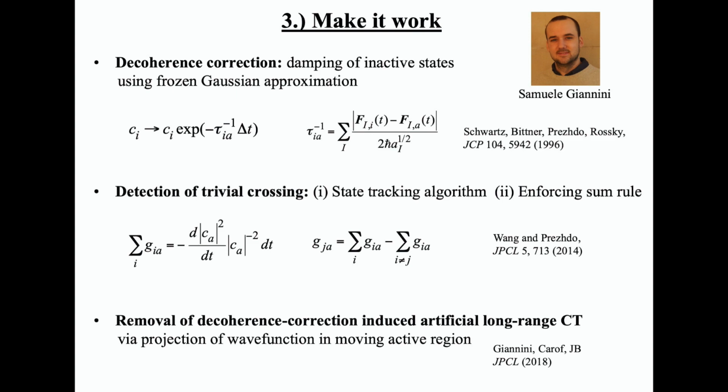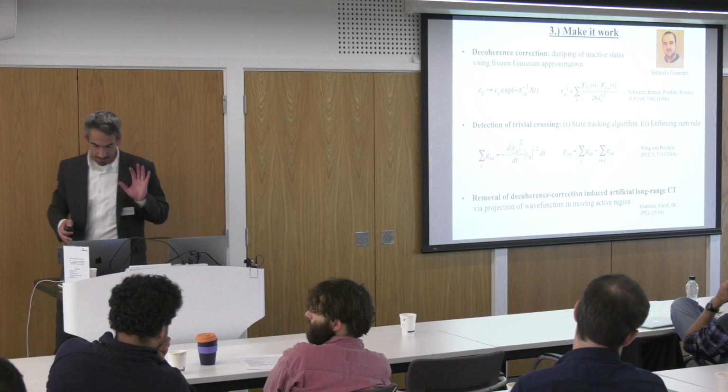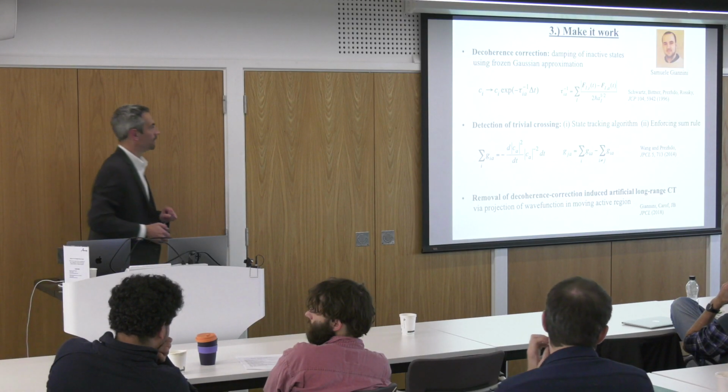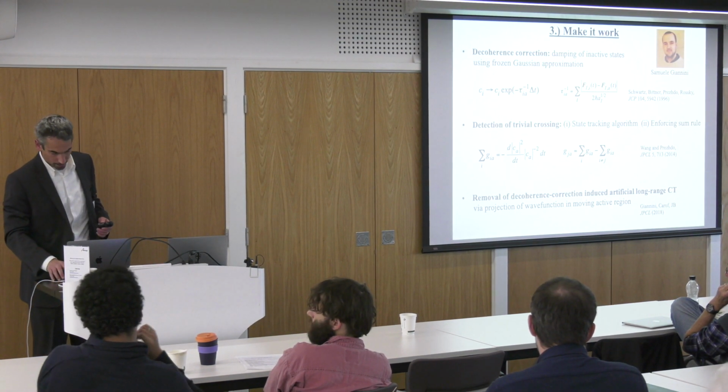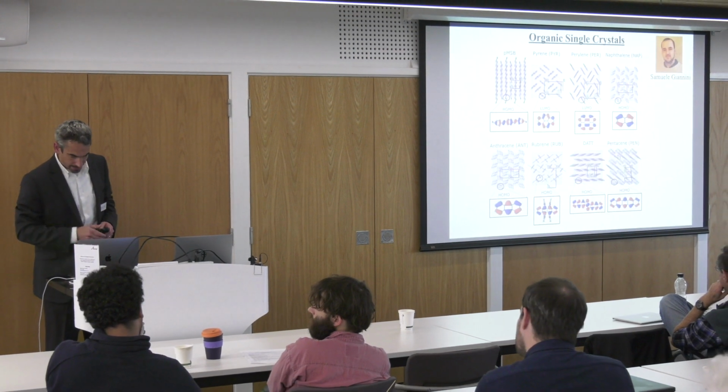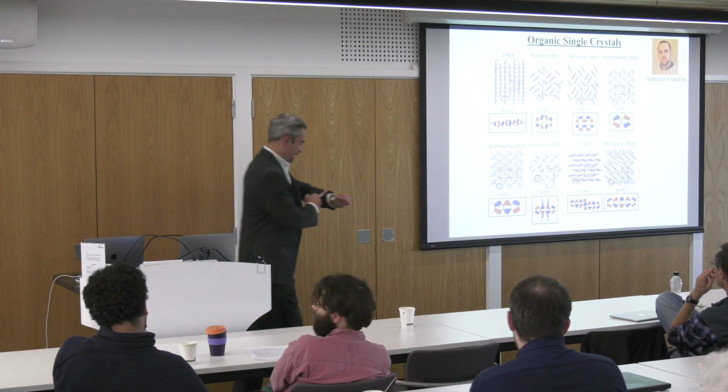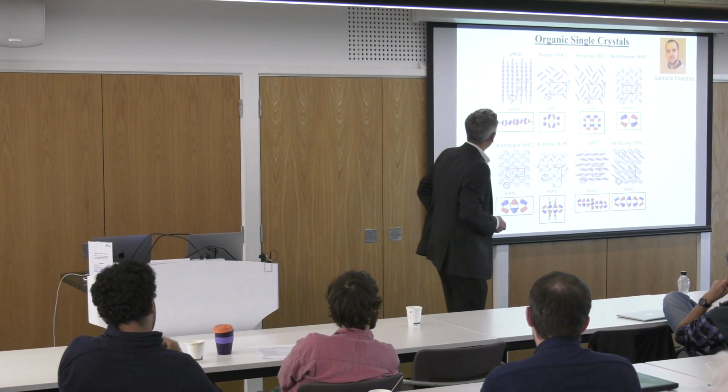We saw when you do these things for the first time, you see kind of strange things that happen. That's due to that decoherence correction, so we also have to remove these things. So there are three things that we have to do in order to make the normal surface hopping algorithm work. Okay, so let me then come to the applications.